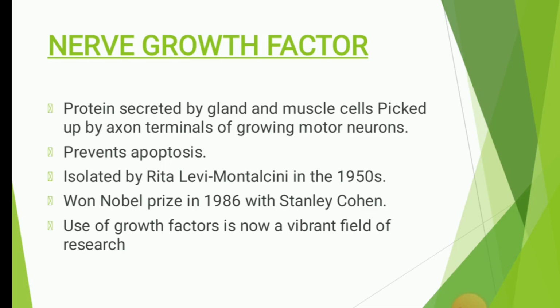What's written here? These are the proteins secreted by glands and the muscle cells picked up by axon terminals of growing motor neurons. Main function is to prevent apoptosis. Apoptosis means प्रोग्राम सेल डेथ. किसी भी सेल की इंजरी या फिर इसकी डेथ से इसको बचाती है by providing the growth and proliferation of selected neurons.